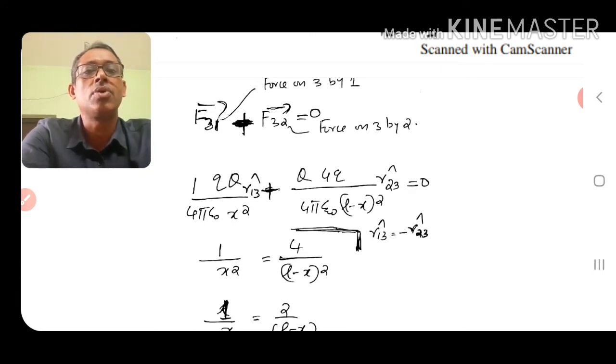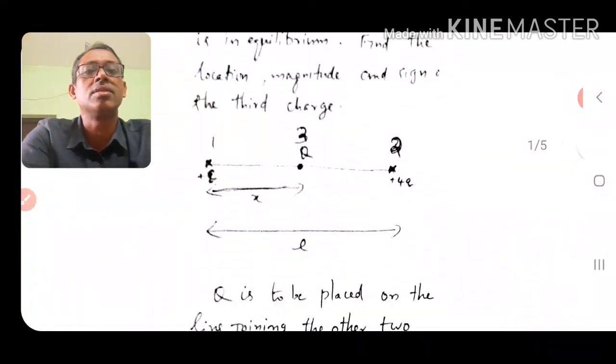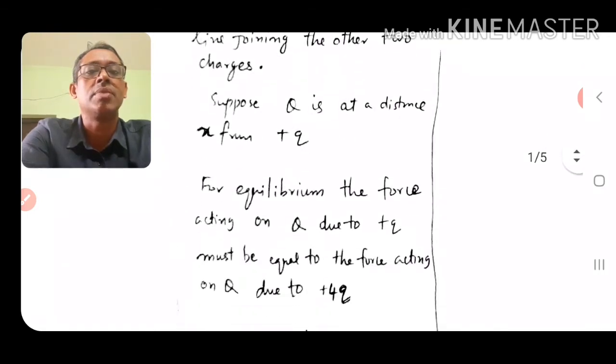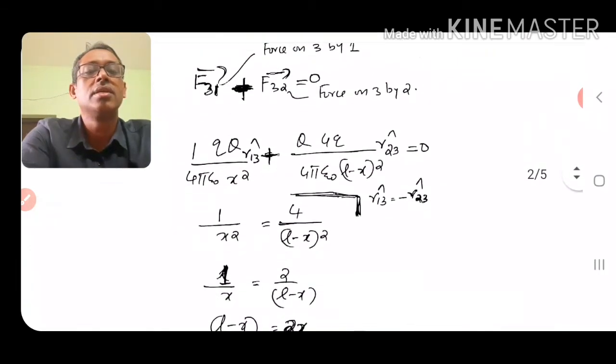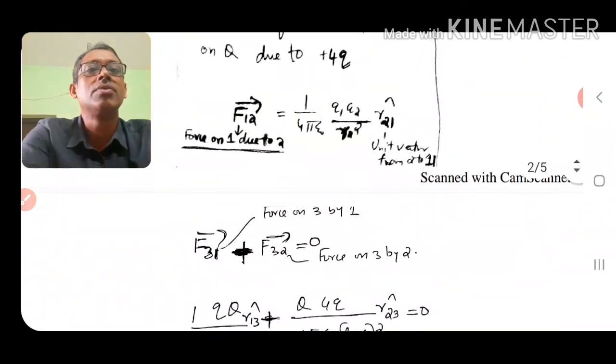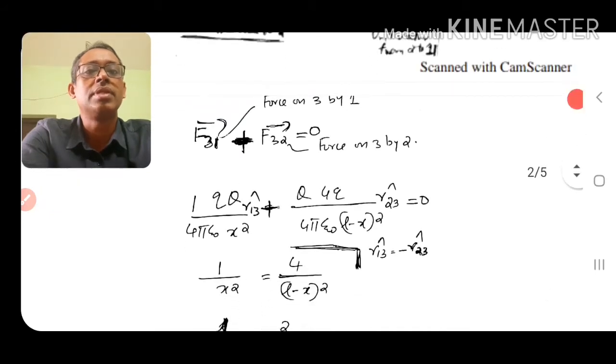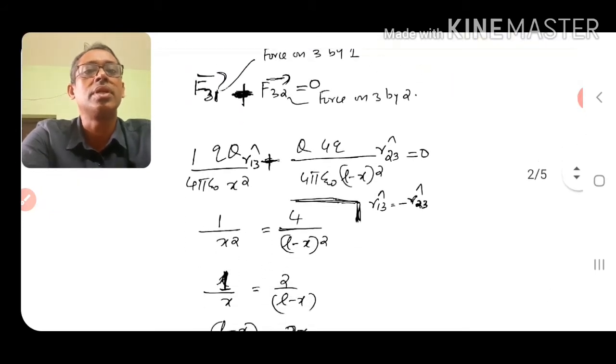So capital Q for Q, 4 pi epsilon 0, and the distance between them is L minus x. The distance between the third charge and the second charge is L minus x, whole square, times R23, the unit vector from 2 to 3.